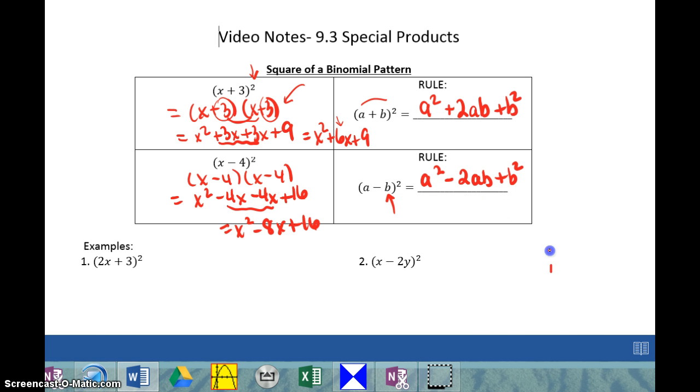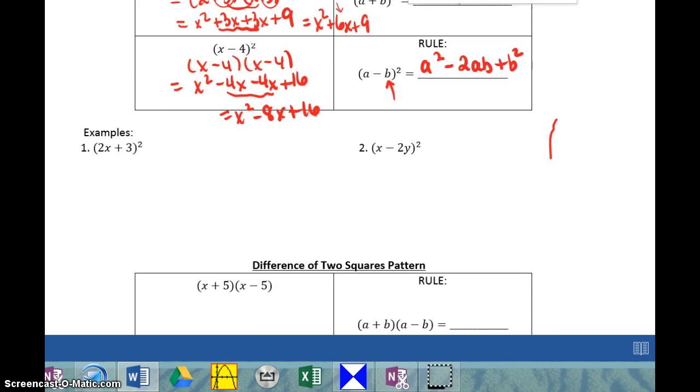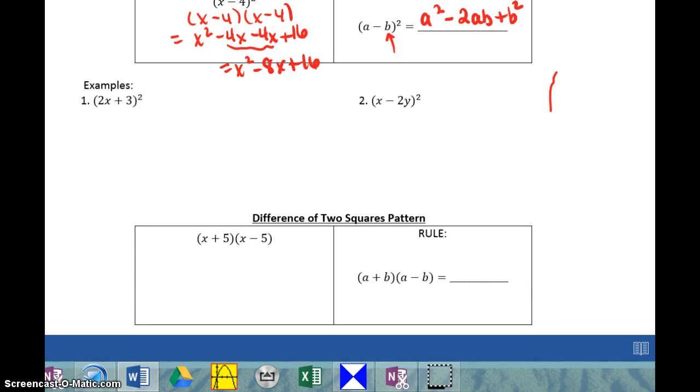Let's just try the rule. Again, you don't have to use it. Move this up. So this first one would say 2x squared plus 2 times 2x times 3 plus 3 squared. And we can clean that up a little bit and call this 4x squared. And in the middle, 4 times 3 would be 12x plus 9.